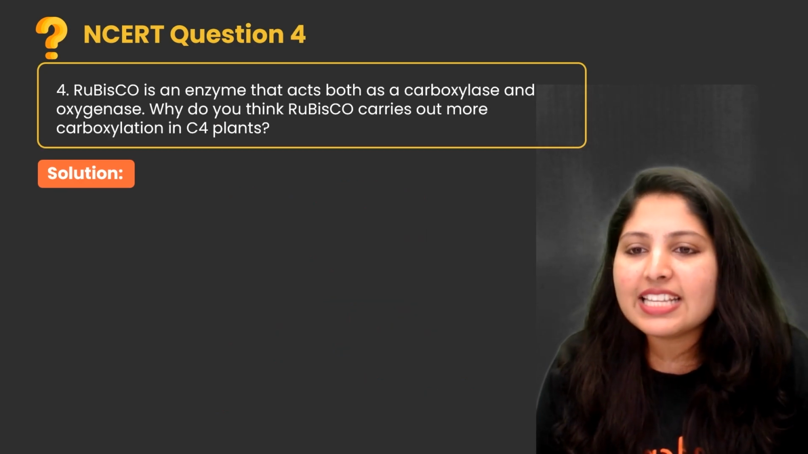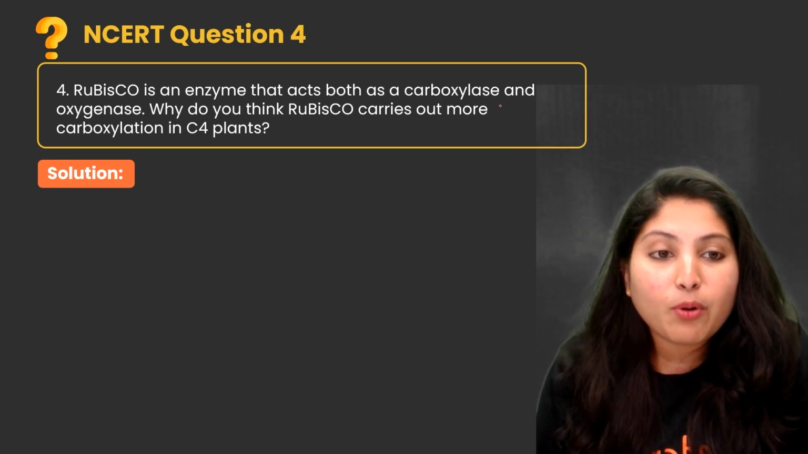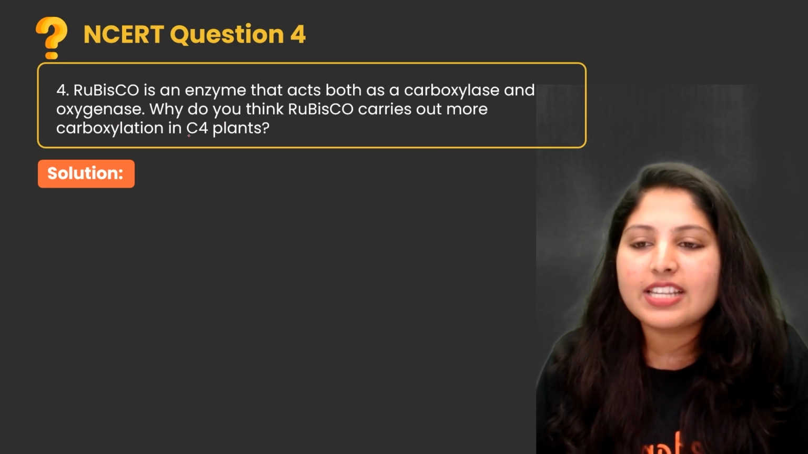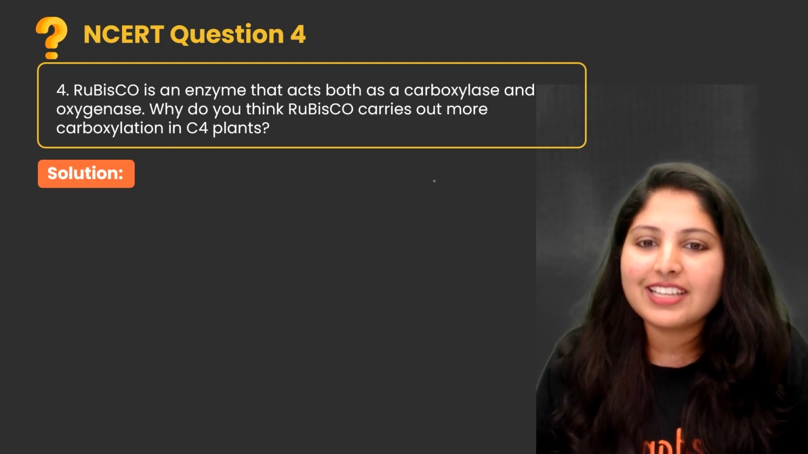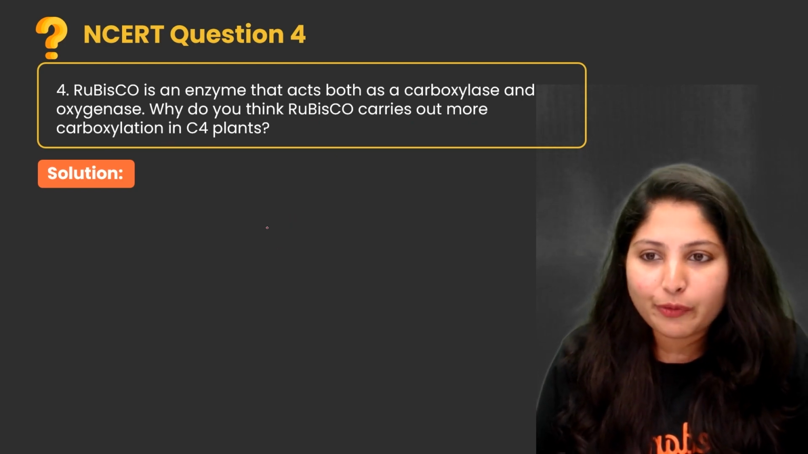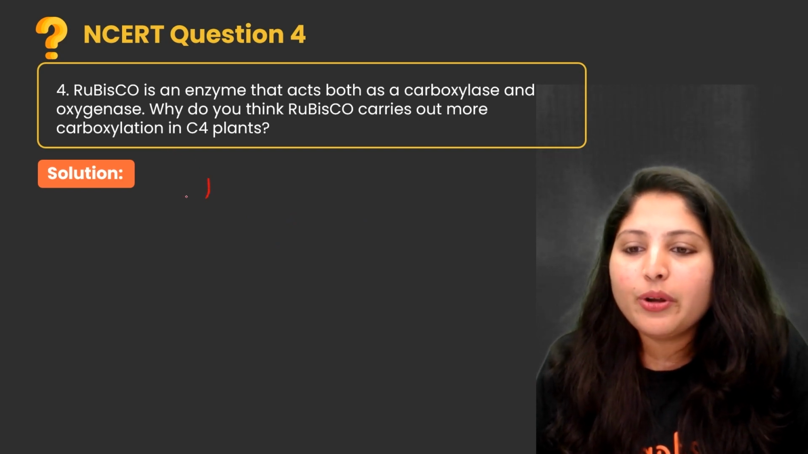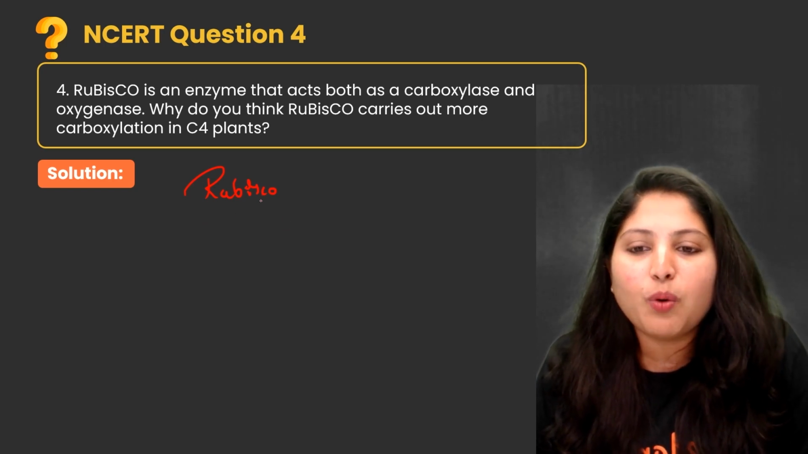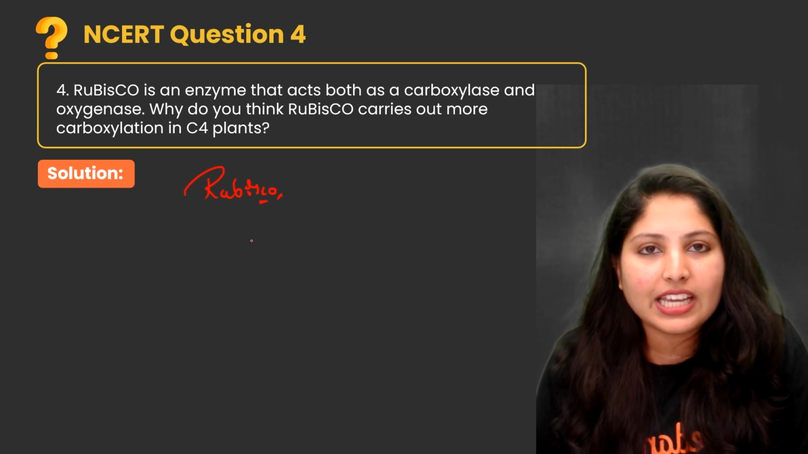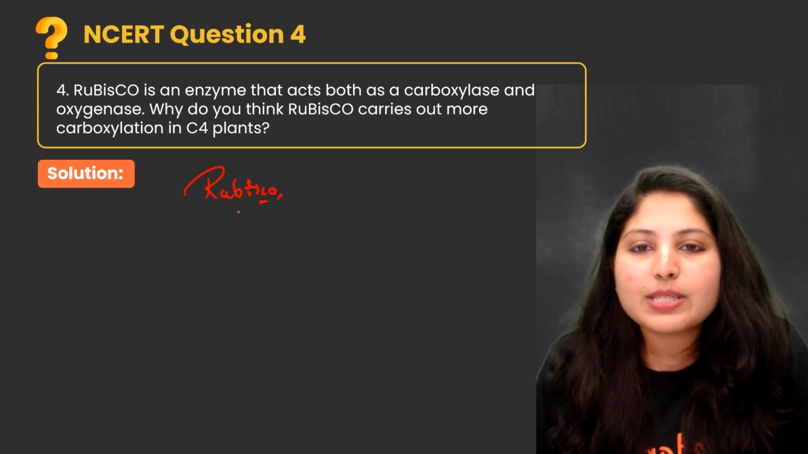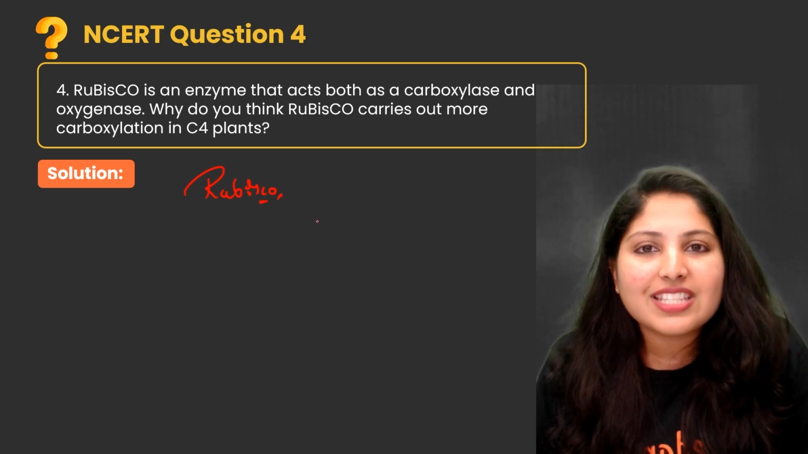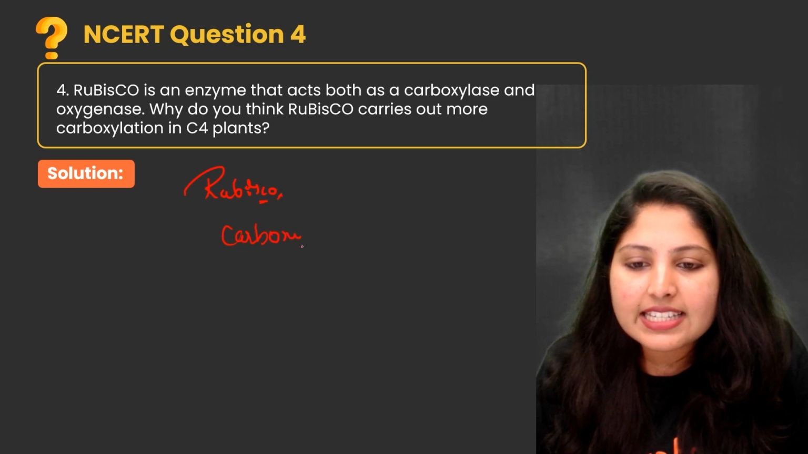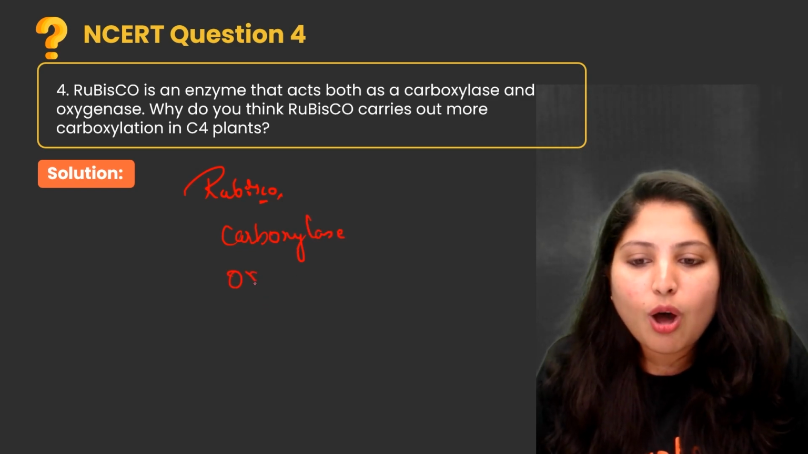Clear, right? Rubisco is an enzyme that acts both as carboxylase and oxygenase. Why do you think Rubisco carries out more carboxylation in C4 plants? It is a very direct question; you can easily answer this. Rubisco means ribulose bisphosphate carboxylase and oxygenase enzyme. That means this enzyme can act as a carboxylase enzyme and also as an oxygenase enzyme.